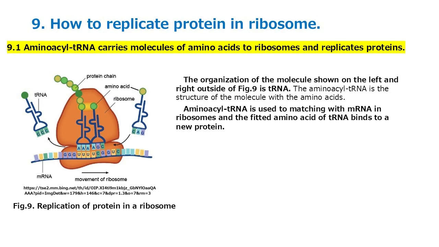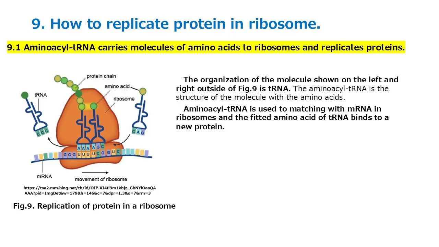How to replicate protein in ribosome. Amino-acyl tRNA carries molecules of amino acids to ribosomes and replicates proteins. The organization of the molecule shown on the left and right outside of Fig. 9 is tRNA. The amino-acyl tRNA is the structure of the molecule with the amino acids. Amino-acyl tRNA is used for matching with mRNA in ribosomes, and the fitted amino acid of tRNA binds to a new protein.